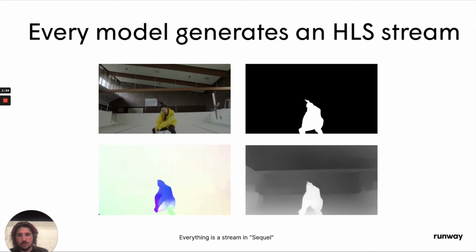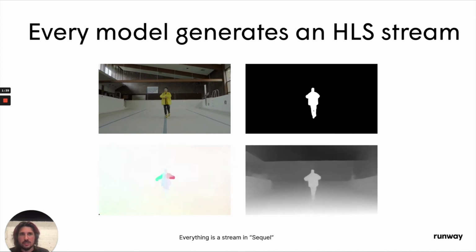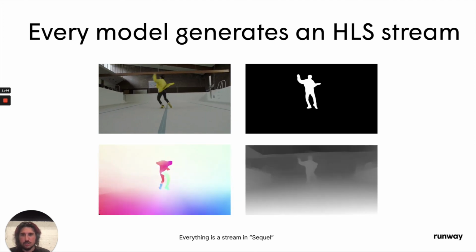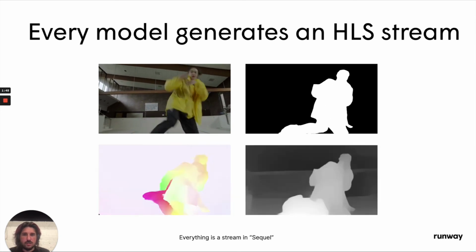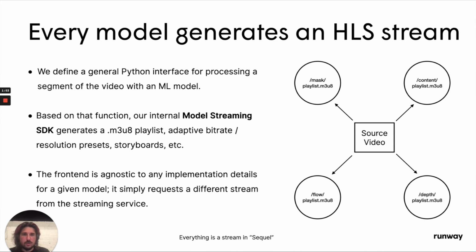One of the challenges there is that we want a very easy way to incorporate and bring new models and functionality into SQL without changing too much in the way we handle those new model functionalities on the front end side. And so we've developed a common abstraction around HLS so that every output of a model can be requested in the exact same way. We define a Python interface that specifies how to process a specific segment of a video with a machine learning model.